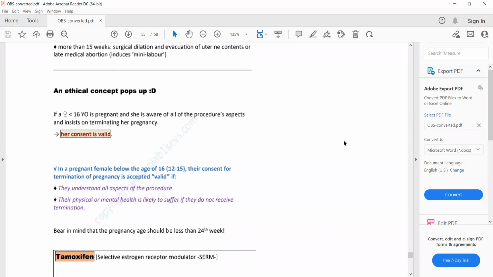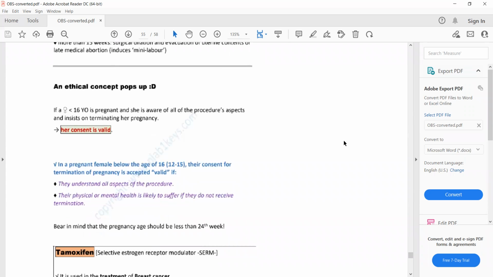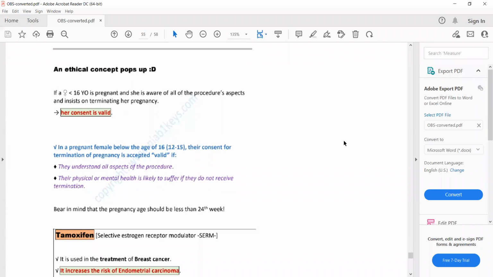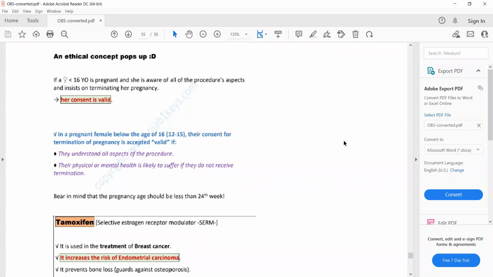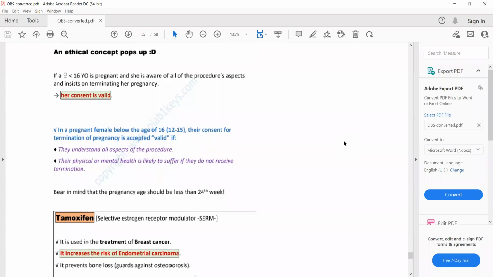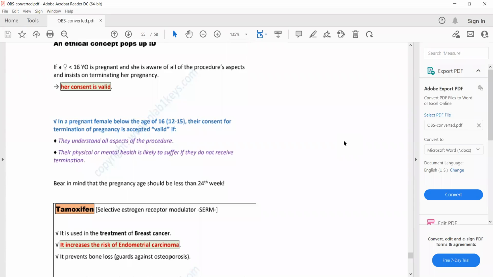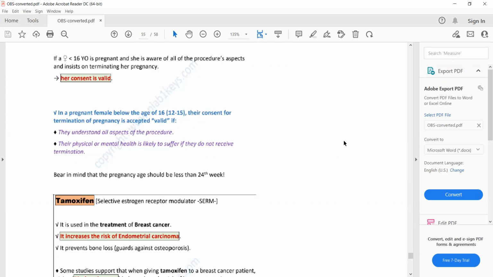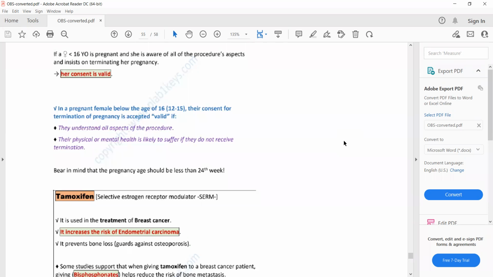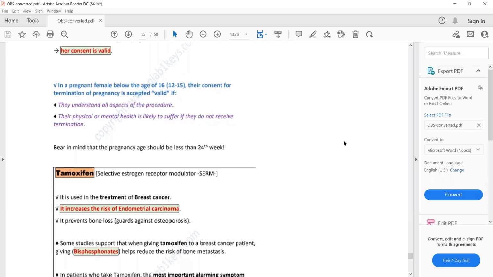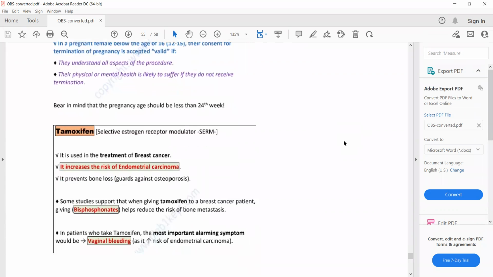Then there are some questions related to ethics. The legal age of giving consent in the UK is 16 years. But if the person is less than 16 years old but understands the consequences of the procedure, then he can also give consent.